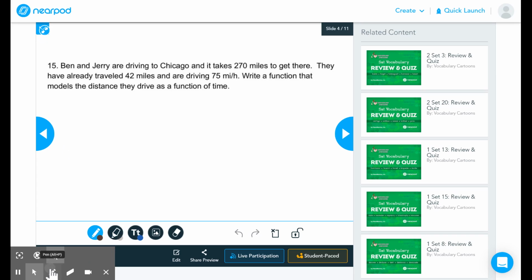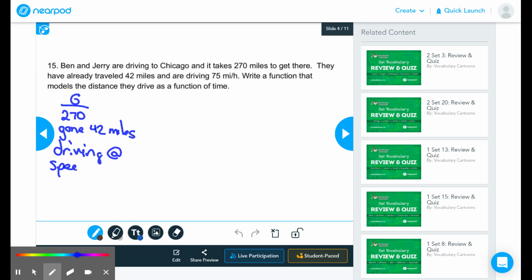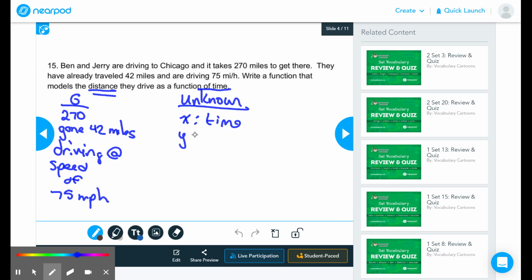For this problem, use the guess method. So the given has 270 miles to get there. We've already gone 42 miles. And we're driving at a speed of 70 miles per hour. All right, our unknown, our x is going to be time, because it says a function of time, and models distance, which is our y value.